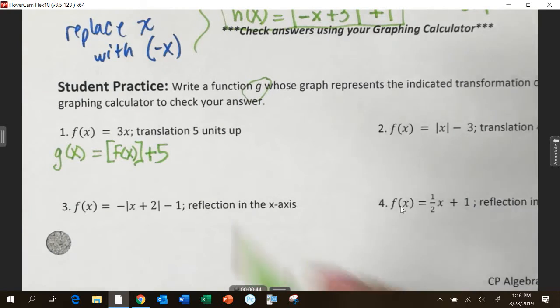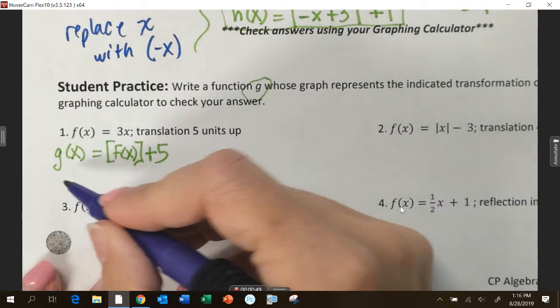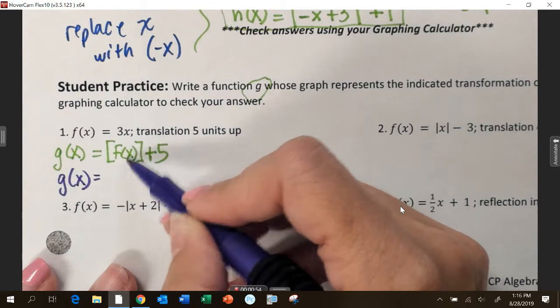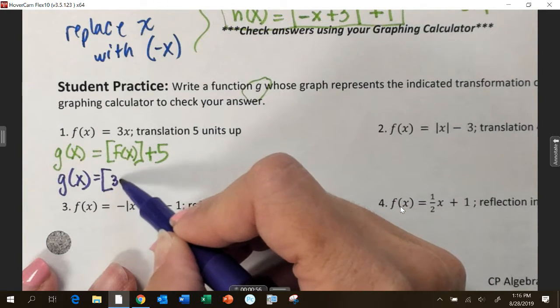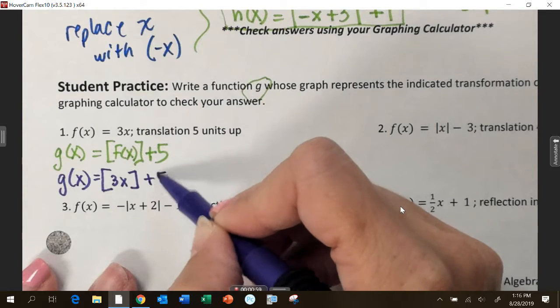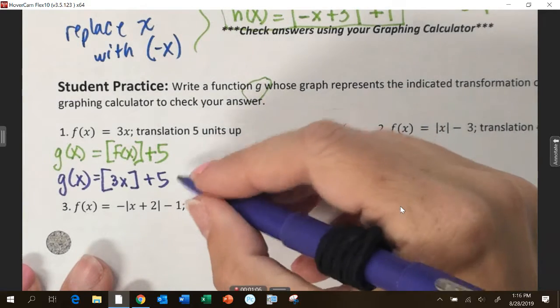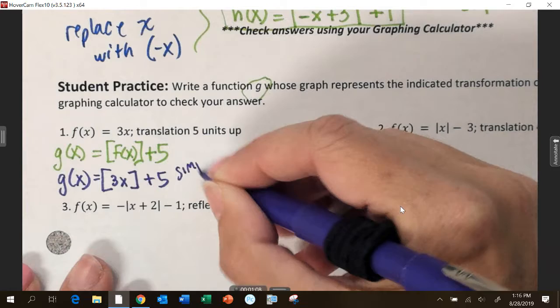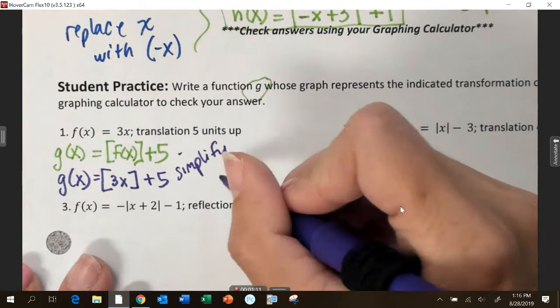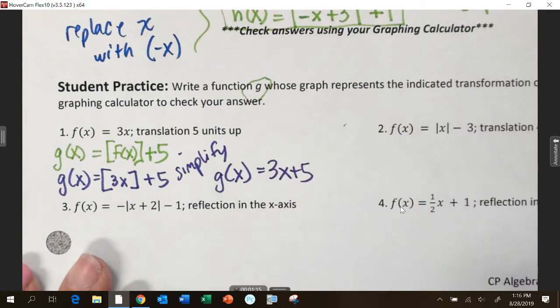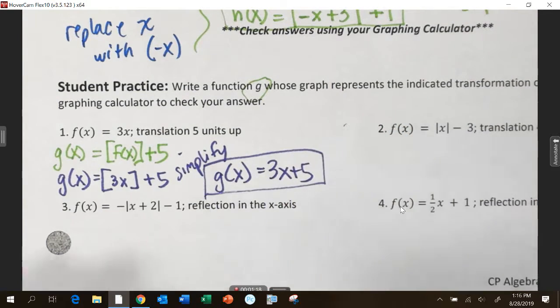So now, what is this function? What is the f of x? 3x. So now I replace. I just say 3x plus 5. So I just replaced it. And then we just simplify it a little bit. G of x equals 3x plus 5. Done.